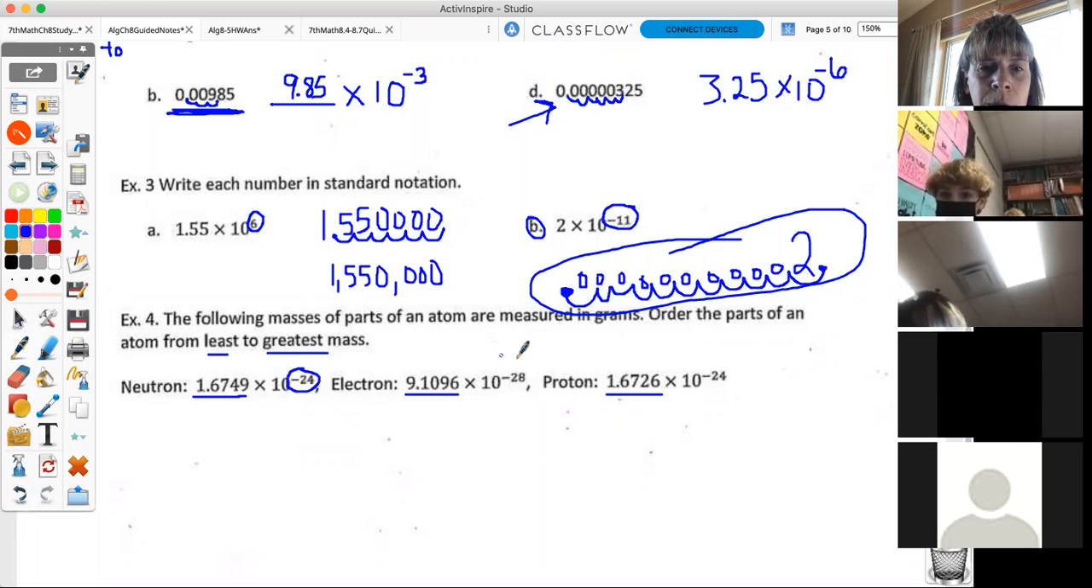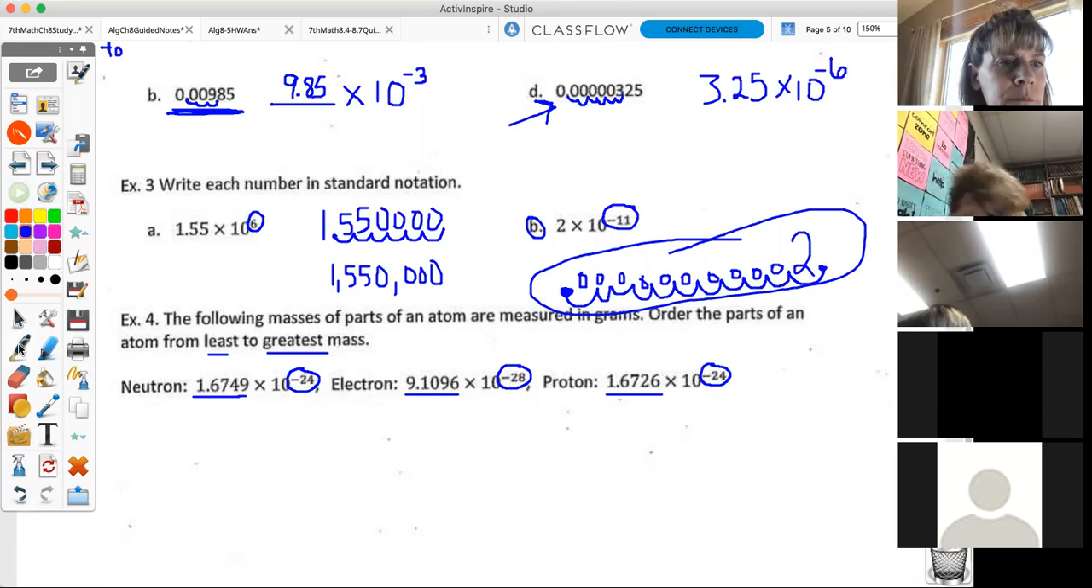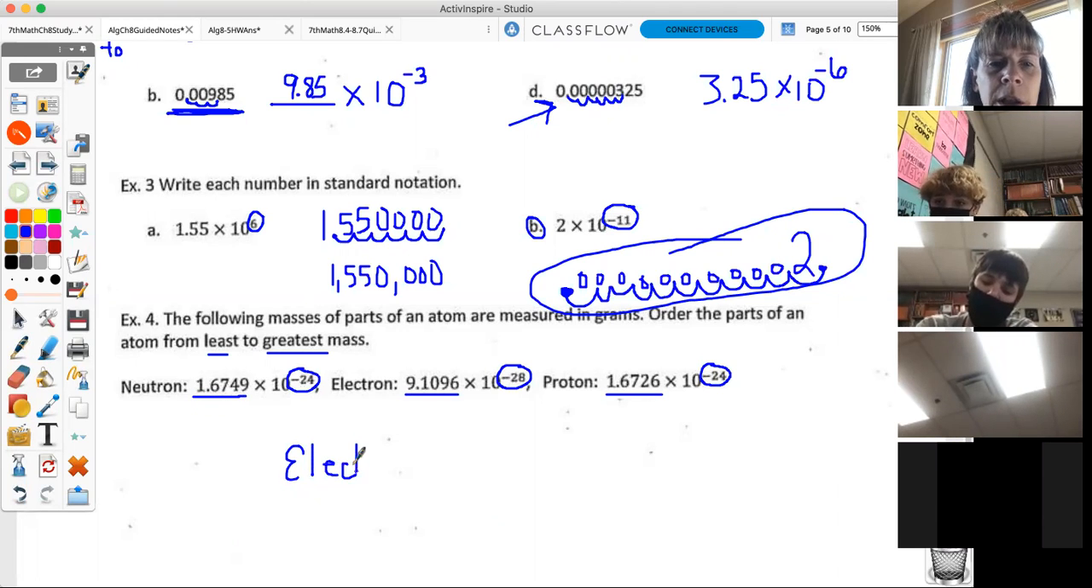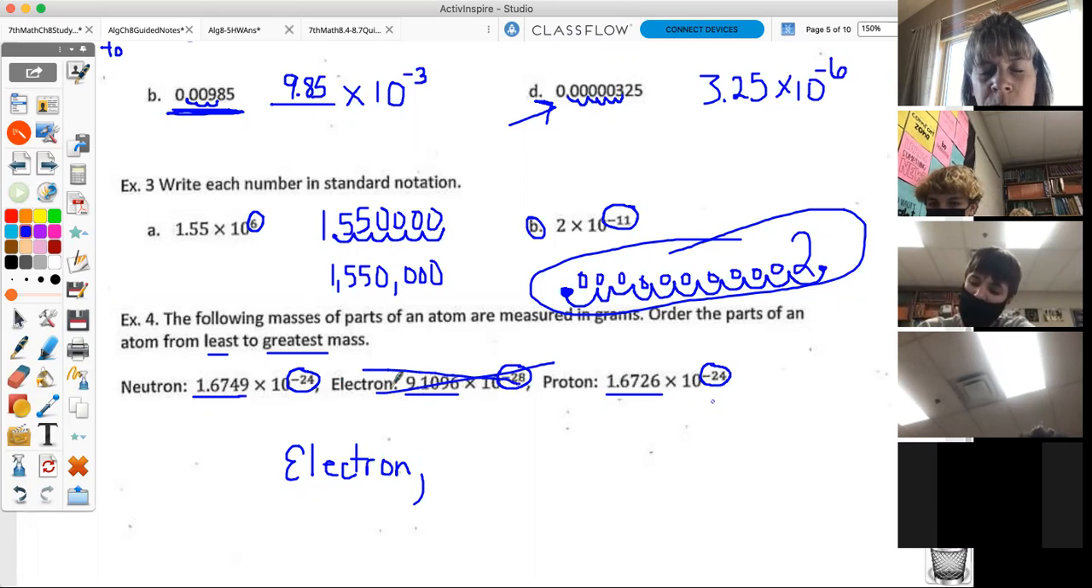So this has a negative 24. This has a negative 28, and this has a negative 24. So which one's the smallest out of those three numbers? The electron. So the electron would come first because its exponent is the smallest. Okay, so first we have our electron. All right, now you can look at the neutron and the proton. Now they both have negative 24.